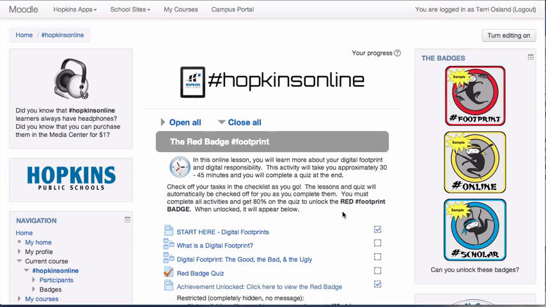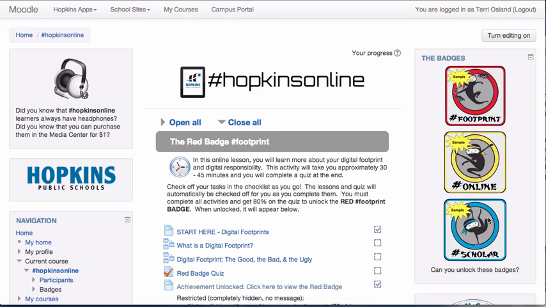And this was really Ben's creative brainstorm. He created a Moodle page called #Hopkins Online. In this Moodle page, students are encouraged in many different venues to participate in the various modules and earn these badges. So you can see the badges over on the right-hand side. There is the red, the yellow, and the blue.